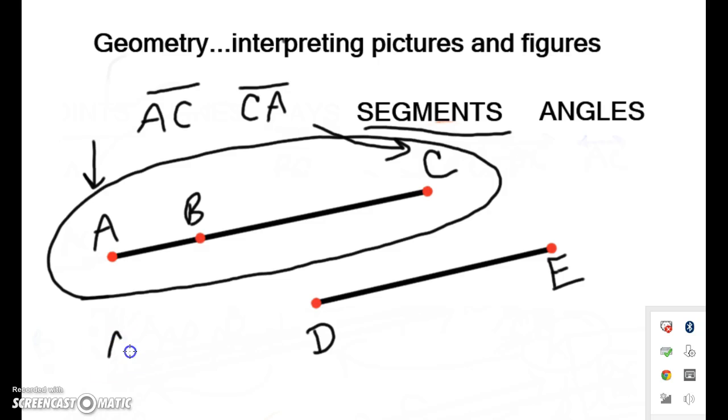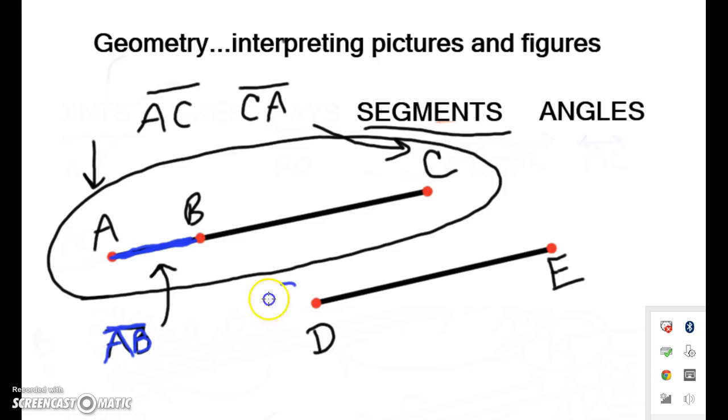If I talk about line segment AB and I put the little line segment symbol above it, then I'm only talking about a very small portion of that picture. I would just be talking about this part right here. That's a much shorter line segment than from A all the way to C.